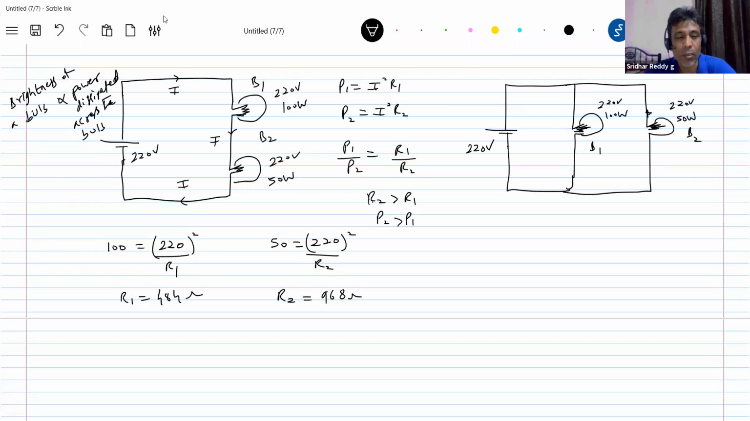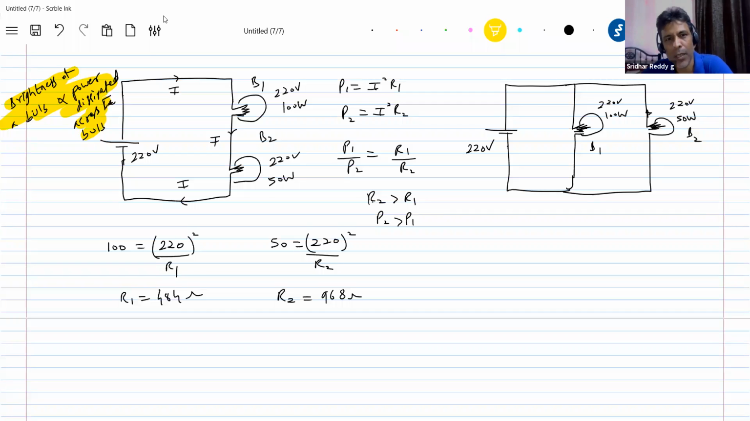This is not the power rating of a bulb. Am I right? I think this is really troublesome. In some books they mention the brightness of a bulb is related to the power across the bulb, and the students get confused. Power rating is different, power dissipated is different. The power ratings are 100 watt and 50 watt. Across which bulb is the power dissipated more? Across bulb 2. So the brightness of bulb 2 will be more. So when you connect two bulbs in series, the one which has the lower power rating will have more brightness.